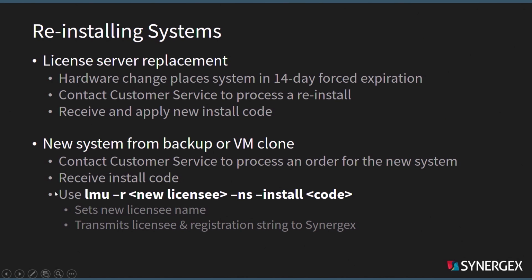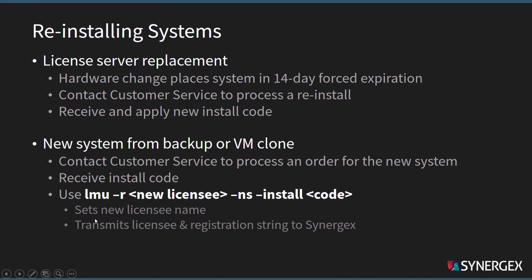Another common scenario is if you have a backup of a system that's got licensing on it or a clone of a VM that you use to build new customer systems or new internal servers or whatever, then again, nothing's really changed there. It's just the distribution of the keys is slightly different. Again, you need to contact customer service and say, we're generating a new system here, essentially place the order for that new system. Again, you will receive an install code for that new license, and you can apply that install code to the system with an LMU command line or using SynConfig if that's what you need to do on Windows.